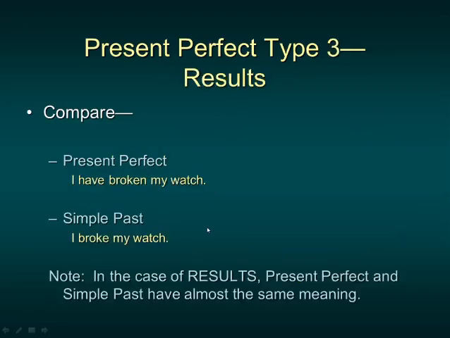Just see the difference. Present perfect: I have broken my watch. Simple past: I broke my watch. Okay. In this case, the result present perfect and simple past have almost the same meaning. Here, there is no difference. I have broken my watch. I broke my watch.